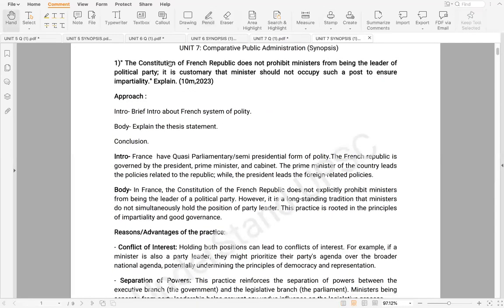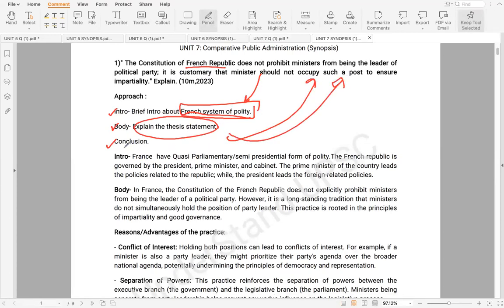Approach: introduction, body, conclusion. Introduction: a brief introduction about the French system of polity. Because you're talking about the French Republic, you can try to include the French system of polity. In the body, try to explain the thesis statement, in the sense that you just have to explain this in its entirety and then conclude. In the explanation, also try to analyze the reasons or the positives of this, right? Because in essence, this is a positive practice, because you're also talking about ensuring impartiality via this practice.